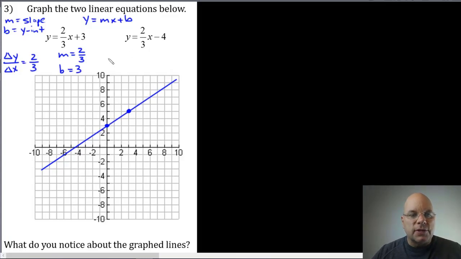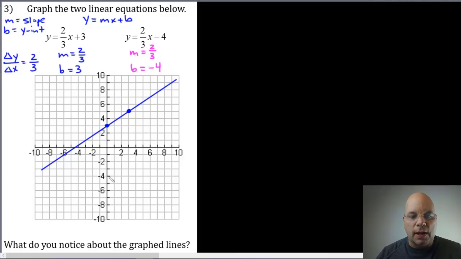Okay, this other line, get a different color here. Same thing, actually the same slope, m is equal to 2/3 again. Subtracting 4 is the same as adding the opposite of 4 or adding a negative 4. So the y-intercept here is negative 4.